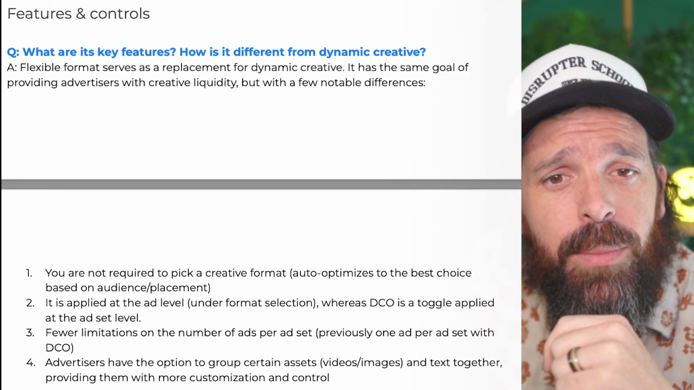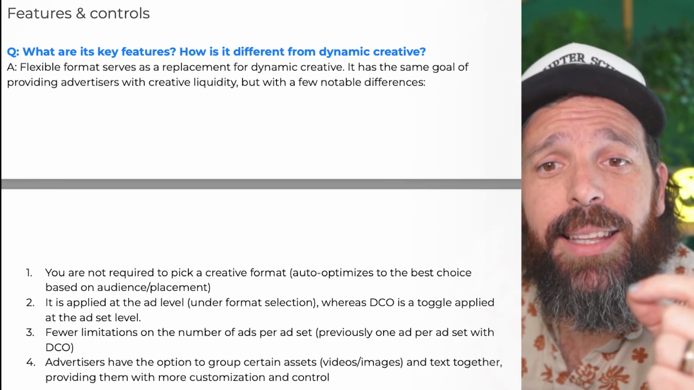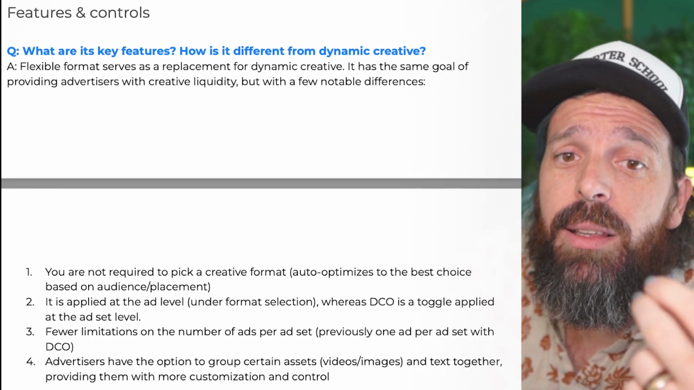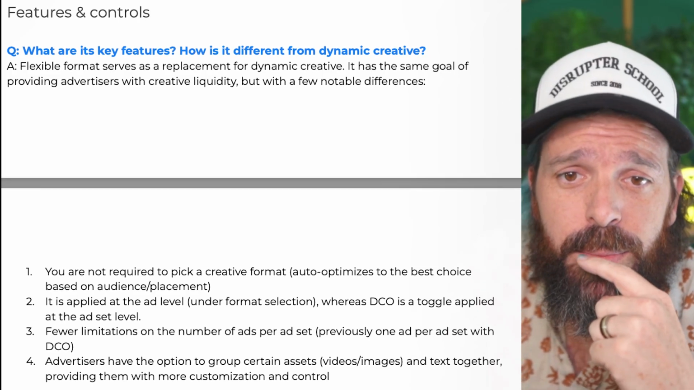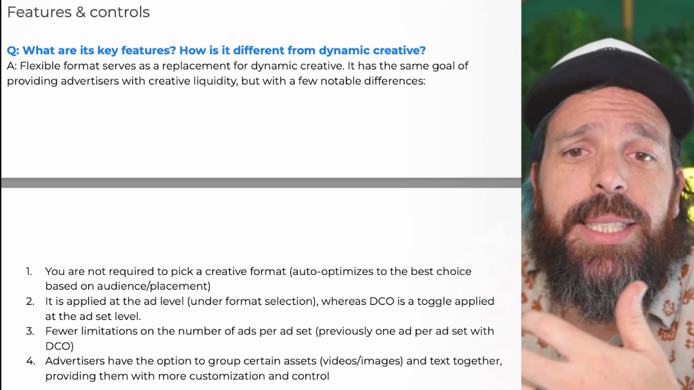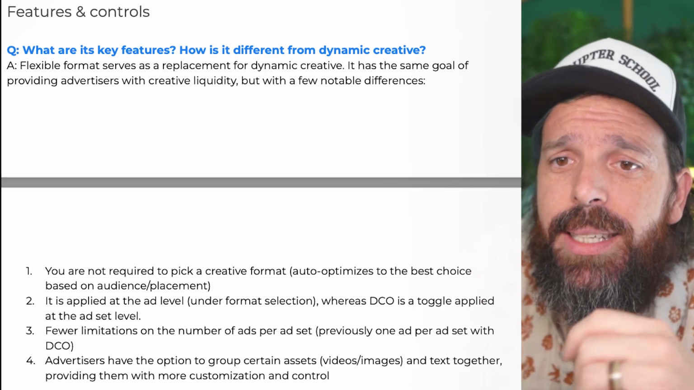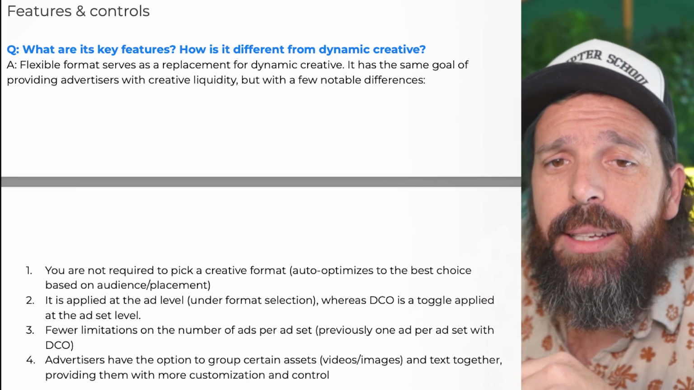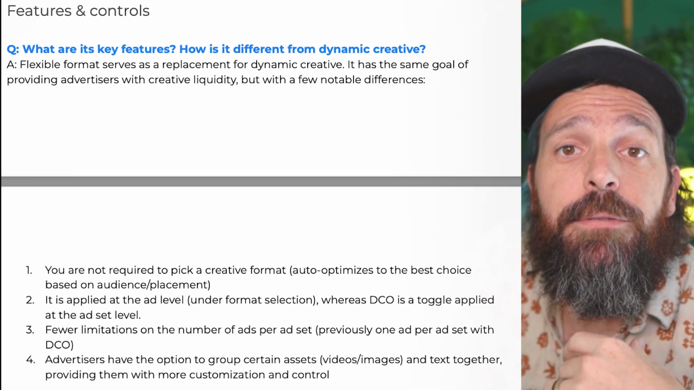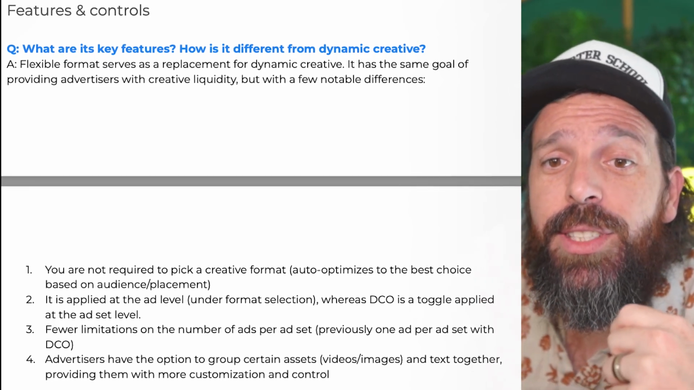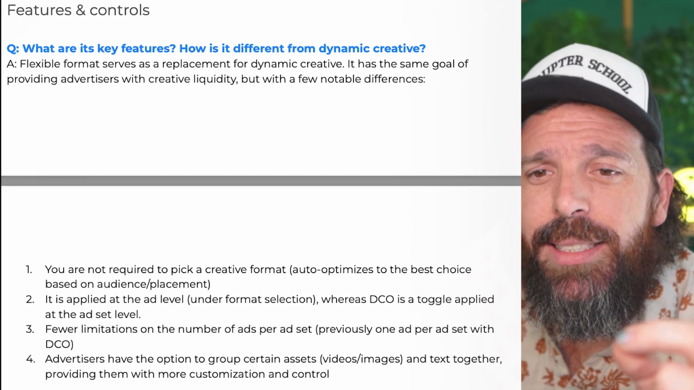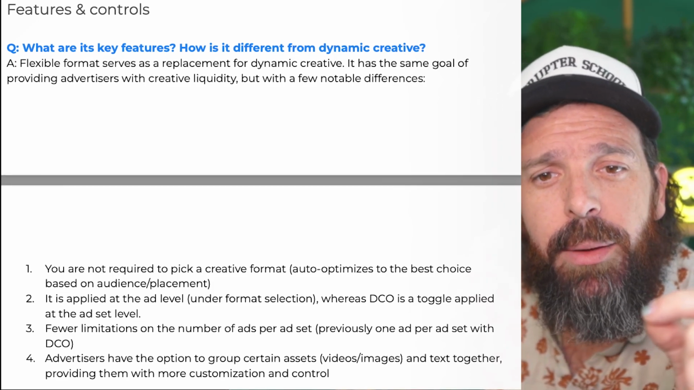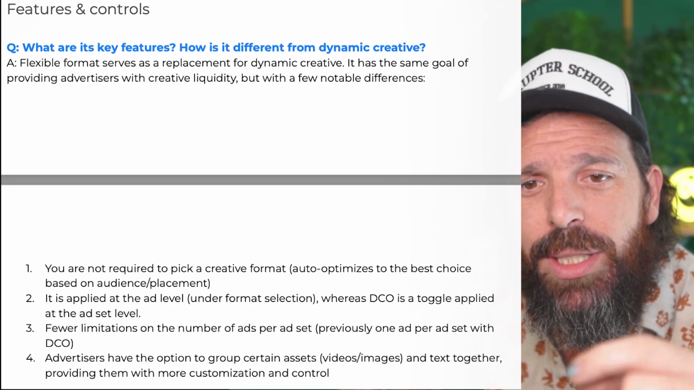Second, it is applied at the ad level under format selection, whereas dynamic creative is a toggle applied at the ad set level. Third, fewer limitations on the number of ads per ad set. Previously, only one ad per ad set with dynamic creative. And fourth, advertisers have the option to group certain assets, videos and images, and text together, providing them with more customization and control.